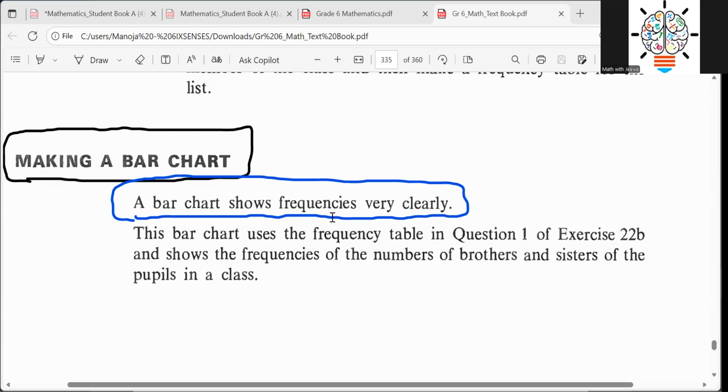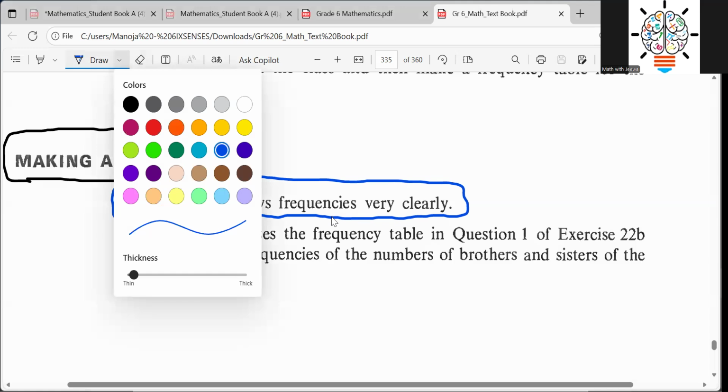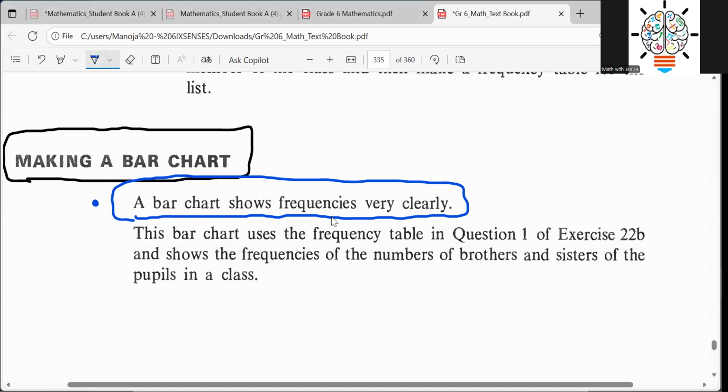If you can take your theory books, put the date, write down the subtopic, making a bar chart, and write down the first point under that. So that is: a bar chart shows frequencies very clearly.